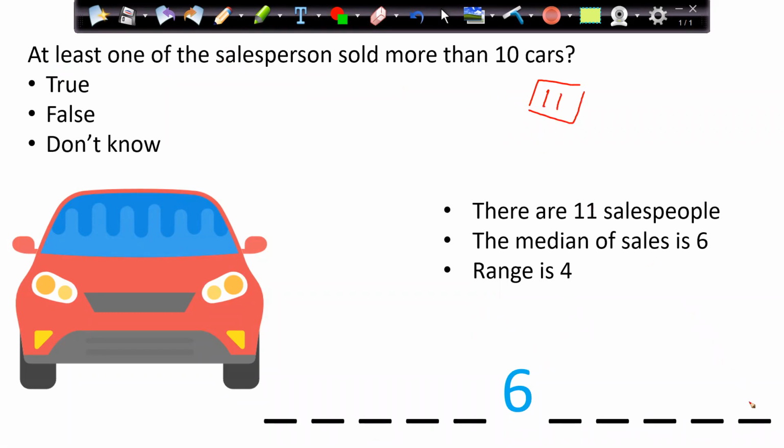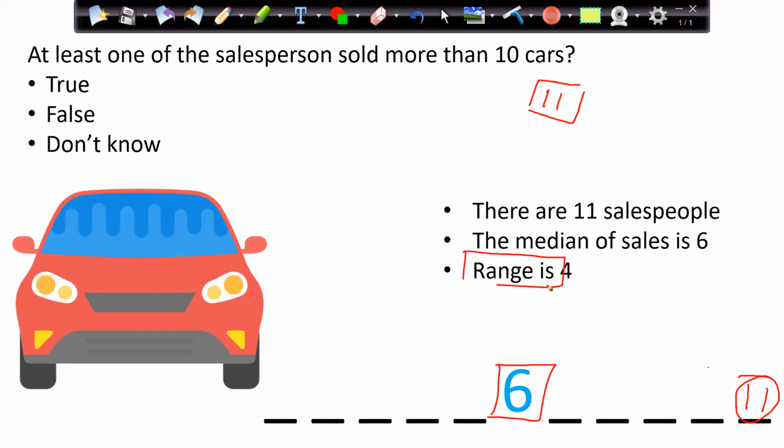So can I say the maximum value is 11? Here you can see 11 salespersons, 1, 2, 3, 4, 5, 6, 7, 8, 9, 10, 11. So there are 11 salespersons. So is someone selling more than 10 cars? Let's assume that yes, there is a guy who is selling 11 cars. Then median is 6. Then the range is 4.